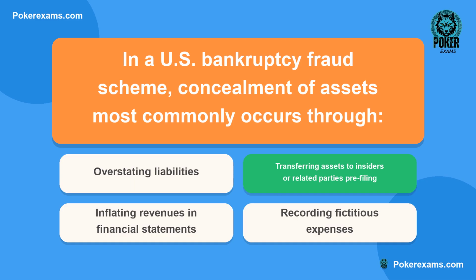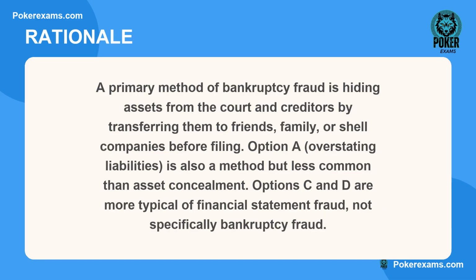The correct answer is B. Here is why. A primary method of bankruptcy fraud is hiding assets from the court and creditors by transferring them to friends, family, or shell companies before filing.